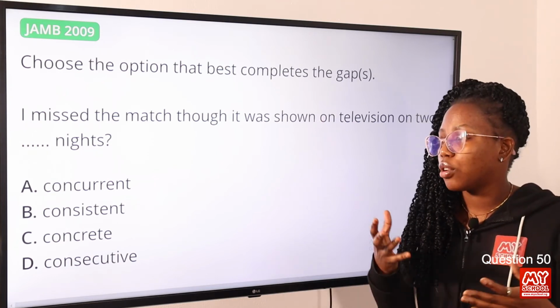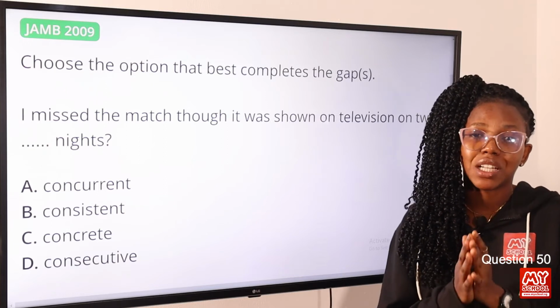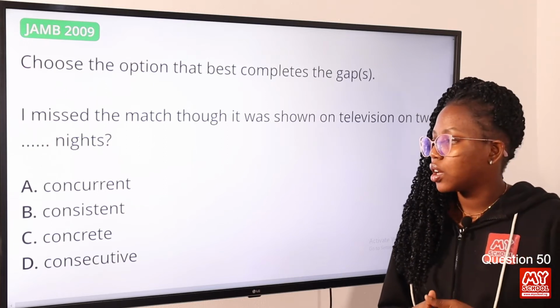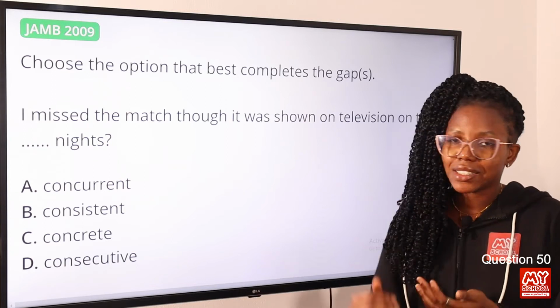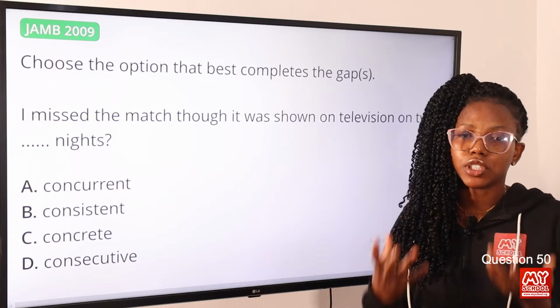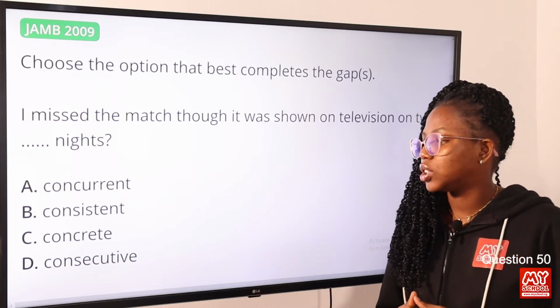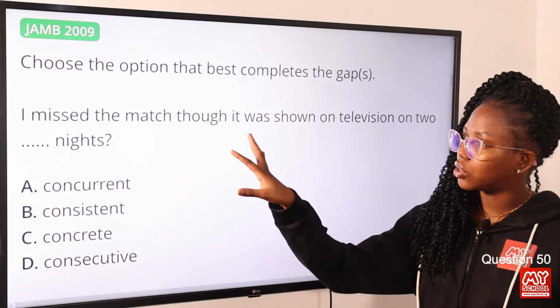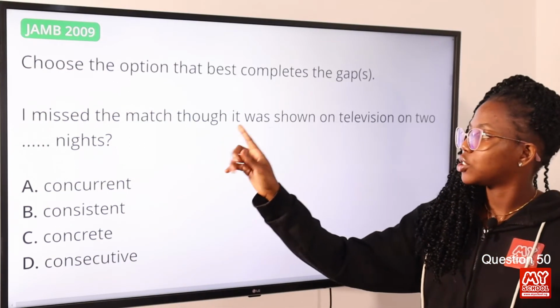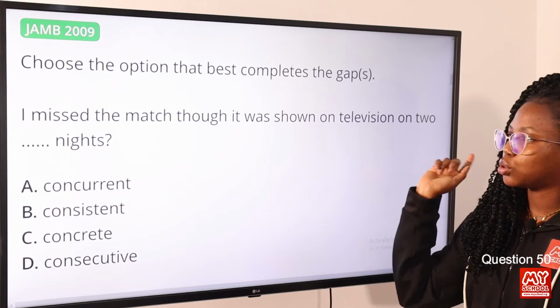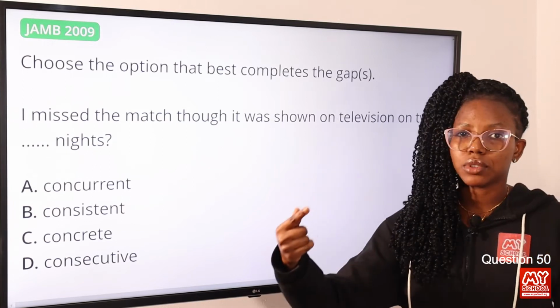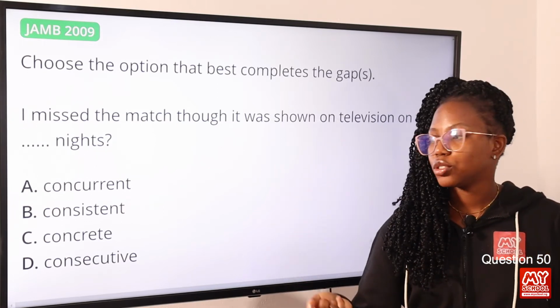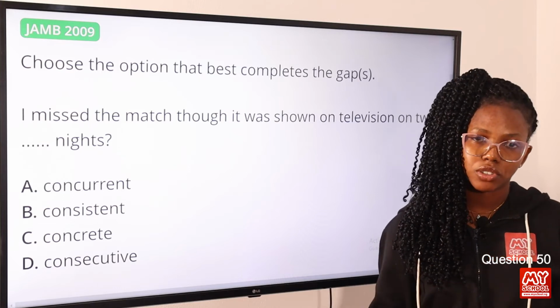But when we think of concurrent, we mean something happening at the same time. Okay, consistent, done in the same way, concrete, having a physical form. So the answer to this question is option D, consecutive, because of this context. It talks about missing a match, though it was shown on television on 2 consecutive times. So it was shown 2 times. So option D is the correct answer to this question.